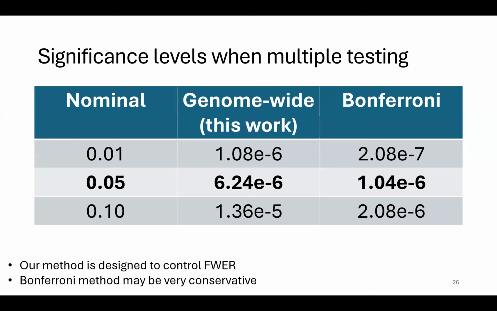It's well known that Bonferroni corrections can be very conservative, which is concerning, in that we might not have the statistical power to reject the null model when in fact the alternative model of, say, some form of selection is the true model. And again, our method is designed to control the family-wise error rate.